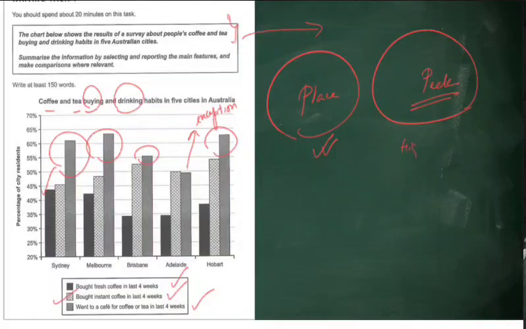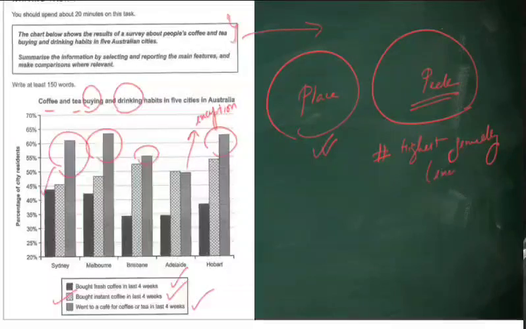So the highest generally, which one is that? That's the 3rd one usually, with of course the exception. Exceptions are important for you to point out. And then of course it comes to the place-based indication, which place had usually the most going, and also the other 2, the bought fresh coffee in the 4 weeks and bought instant coffee in the last 4 weeks, how are they faring?